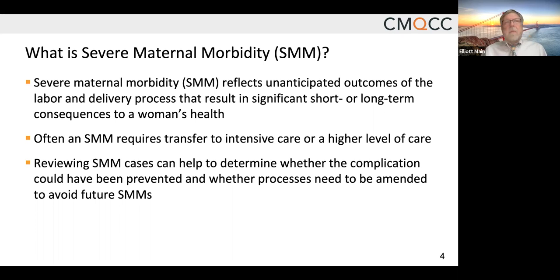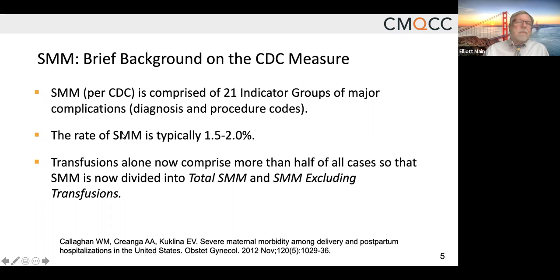Oftentimes, SMM requires transfer to intensive care or a higher level of care. But what we're going to be focusing on is the ability to learn from SMM cases and how you review to determine whether the complication could have been prevented and whether our processes of care need to be amended to avoid future cases of severe maternal morbidity.